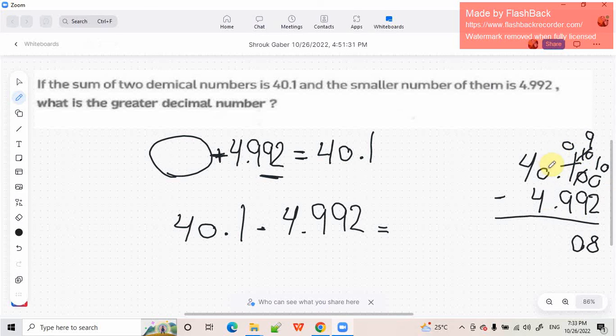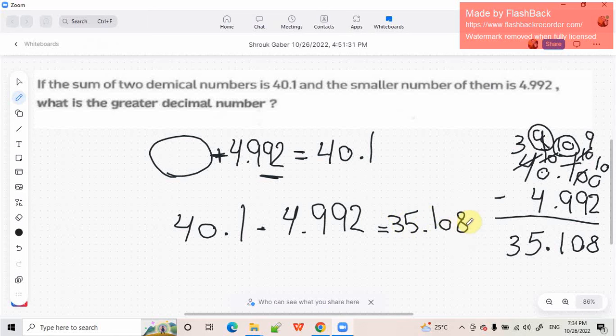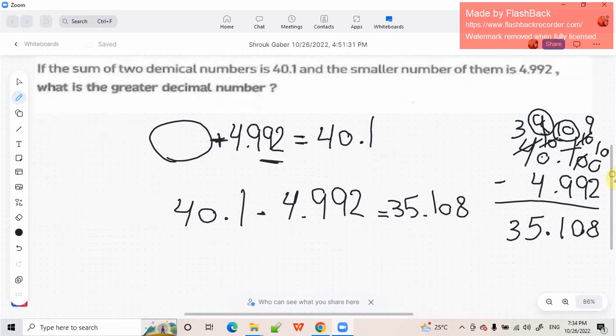I will take 1 from a 0, but here I can't take 1, so this 0 will take 1 from the 4. 4 will be 3, 0 will be 10. Now I can take 1 from the 10. Yes, 10 will be 9. And this 0 will be 10. 10 minus 9 will be 1. Decimal point. 9 minus 4 equals 5. And bring down 3. So the answer will be 35.1.